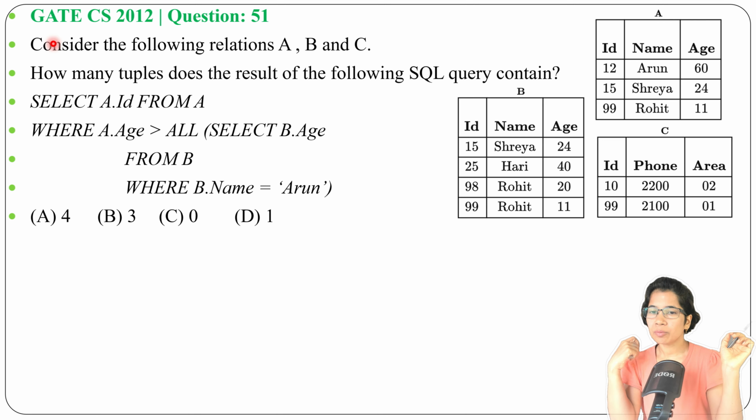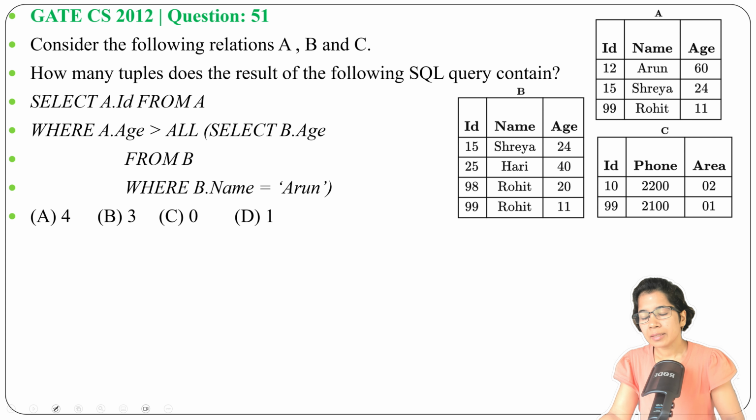Hey students, let's solve one previous question of DBMS. This question was asked in GATE CS 2012, question number 51. Consider the following relation A, B and C. This is A, B, C. How many tuples does the result of the following SQL query contain? And one SQL query is given and 4 options are given.